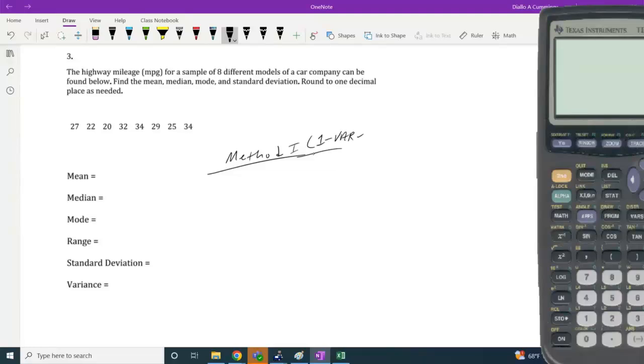One variable statistics. All right. So we're going to take this data set and put it in our calculator.